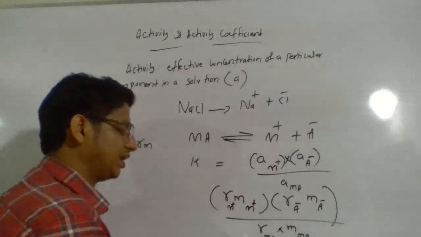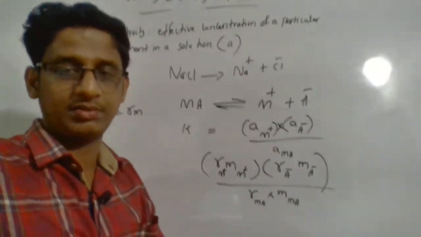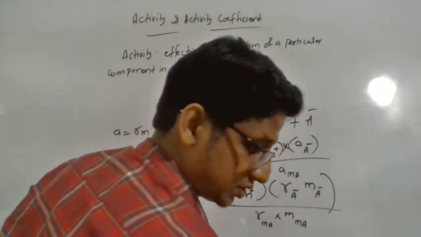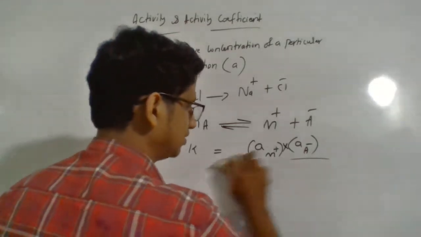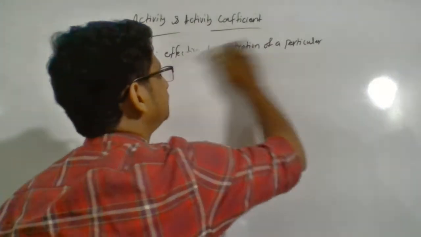So now we just introduced two important terms. A is activity and gamma is the activity coefficient. So these are the two terms that you can remember related to a solution, where now onwards you will hear this activity quite regularly.